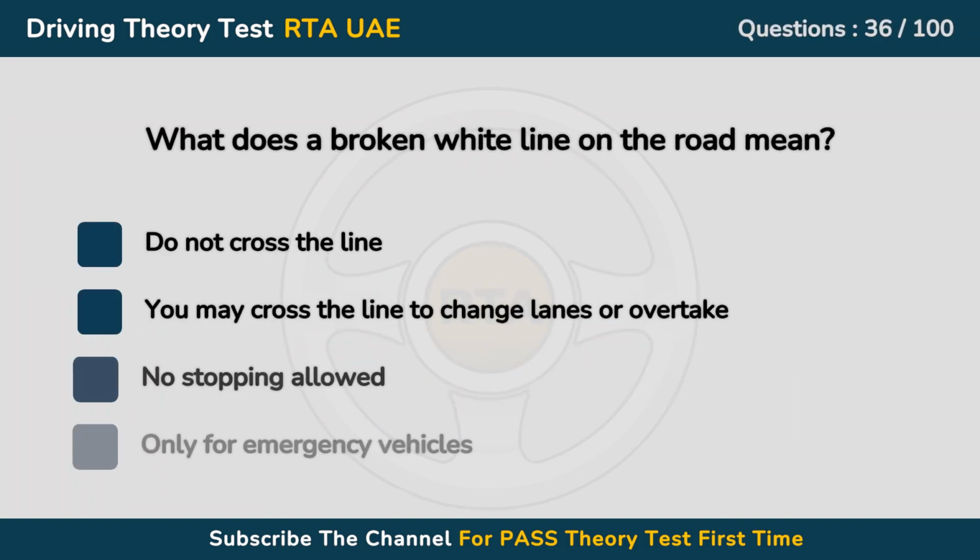Question 36. What does a broken white line on the road mean? A. Do not cross the line. B. You may cross the line to change lanes or overtake. C. No stopping allowed. D. Only for emergency vehicles.